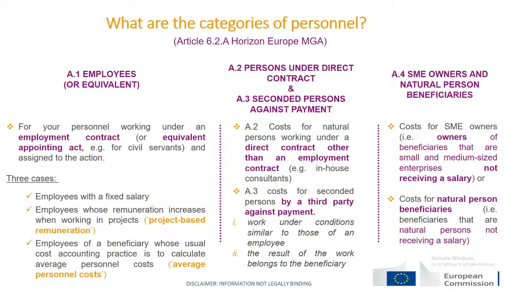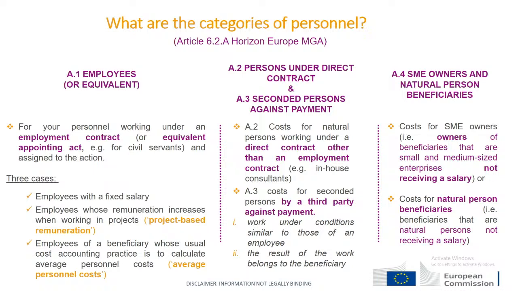The first category is employees or equivalent, for example, any kind of appointment act like civil servants, etc. And then as well, we have three cases. Employees with a fixed salary, which is the most common one. But also we have project-based remuneration, which is for those employees whose remuneration increases when working on projects. Or we also have average personnel cost, which is for employees of a beneficiary whose usual cost accounting practice is to calculate the average personnel cost.